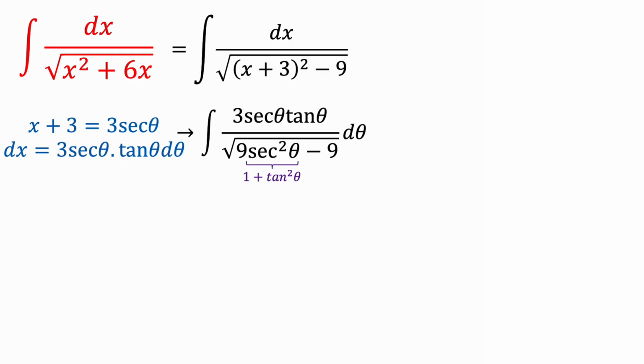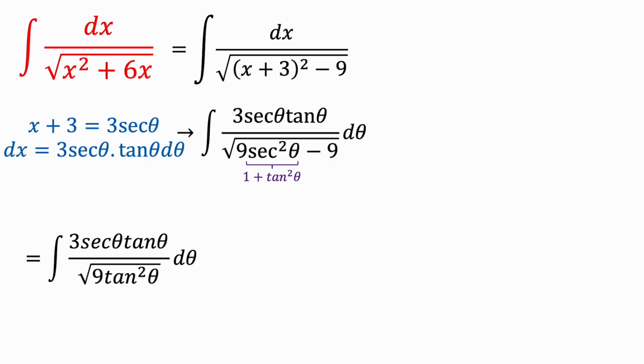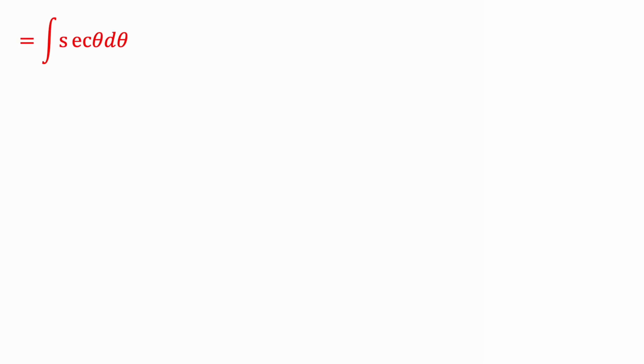Now, what exactly comes out from underneath the square root? A 3 and a tangent theta. These simplify with the 3 and the tangent in the numerator. So what we're ultimately left with is just the integral of secant theta d theta. And we've already calculated the integral of secant theta countless times before. It became the natural logarithm of secant theta plus tangent theta.